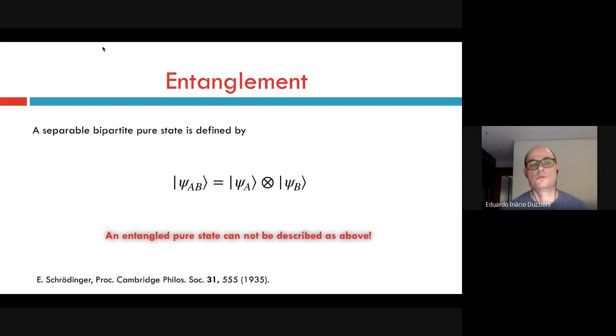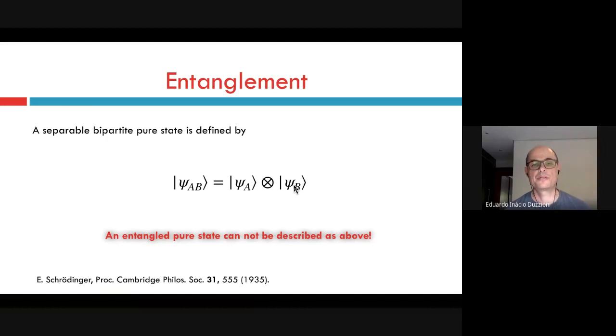When you deal with entanglement for a bipartite pure state, it's easy to first say what a separable state is. A separable state is a product state. Suppose that we have two systems, A and B, and the state that describes part A is psi A, tensor product with the state that describes system B, psi B. So this is a separable state, as you know.